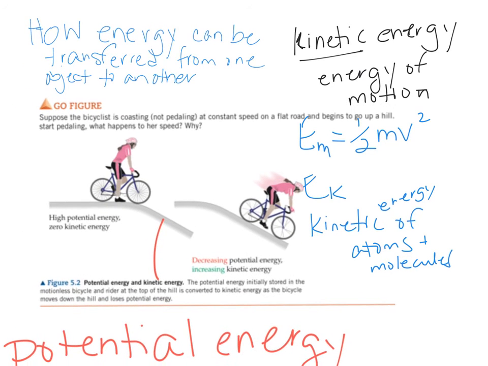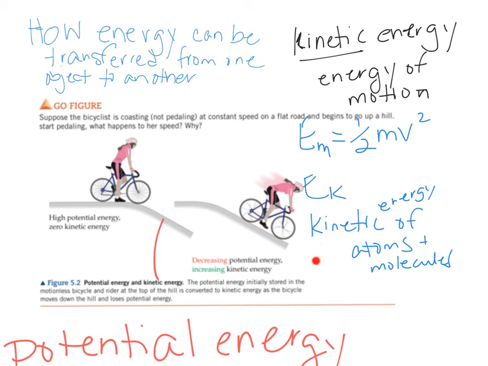Let's look at our bicyclist. She is up here on the top of the hill, and she's not pedaling. This is a hill. She has high potential energy because she's up high and gravity pulls things down. She's not moving right now, so she has zero kinetic energy.